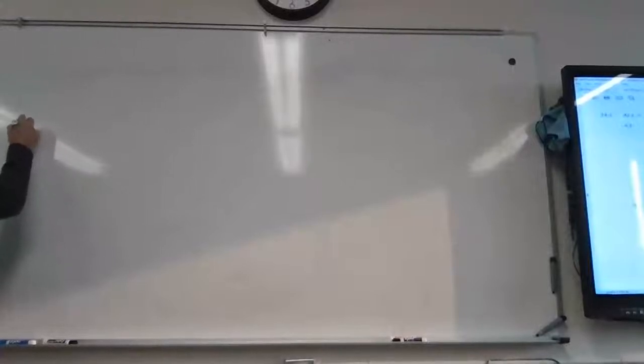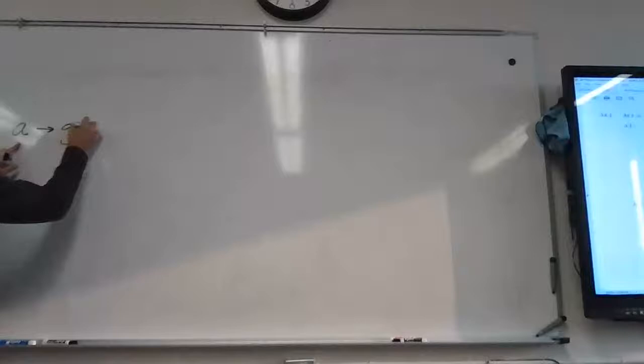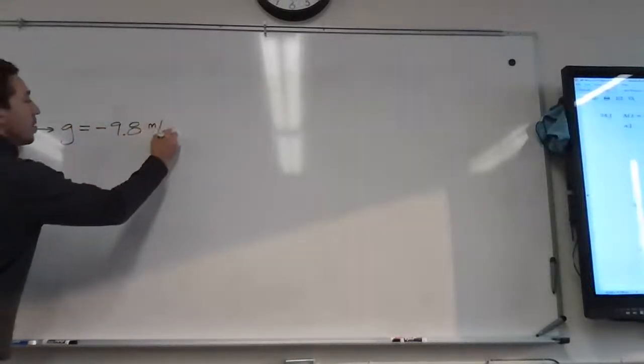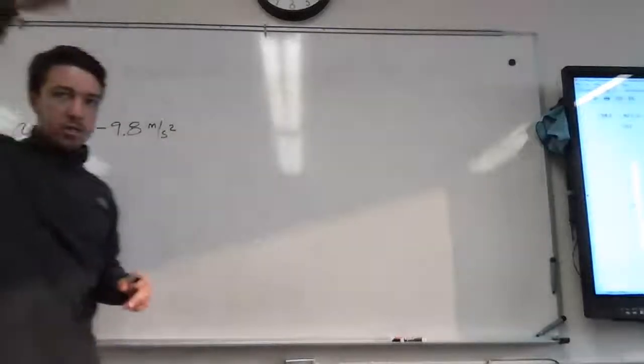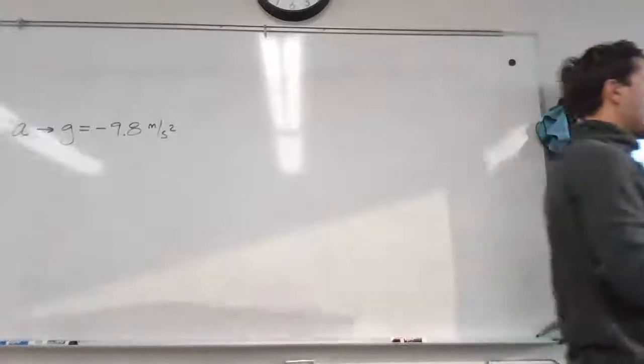But in any case, Bailey is 100% correct. For this problem, the acceleration value is g, which is negative 9.8. Make sure it's negative, because that acceleration tends to push you down. So go ahead and try your best on these.